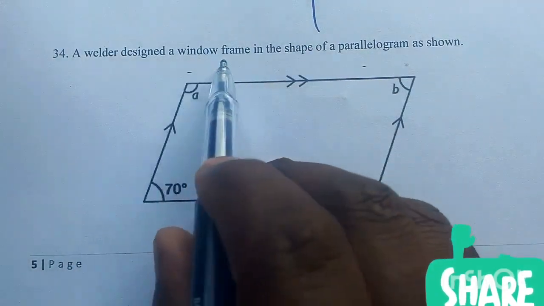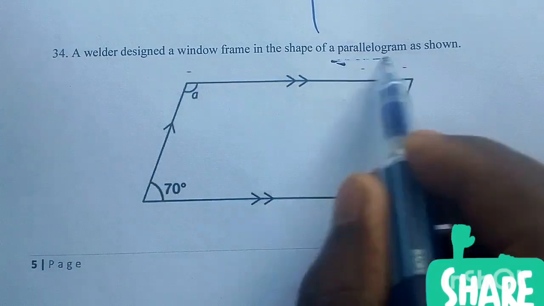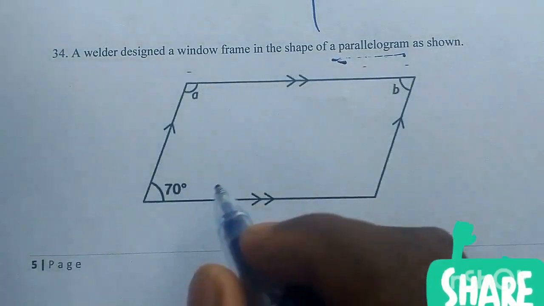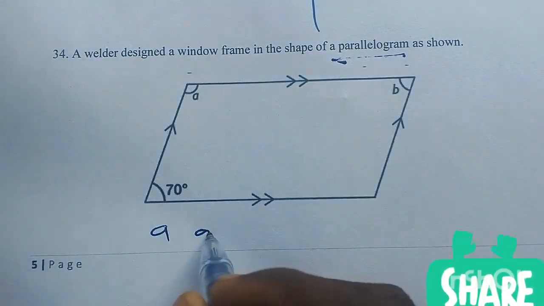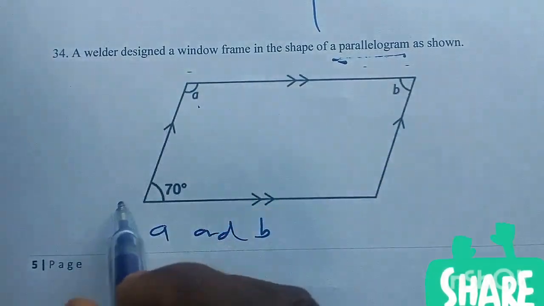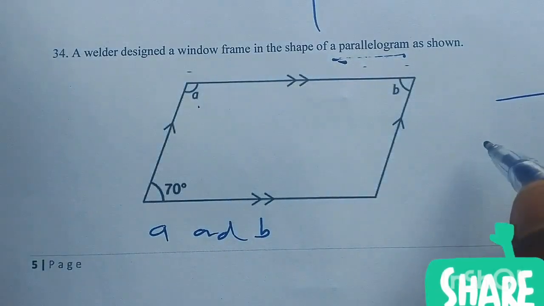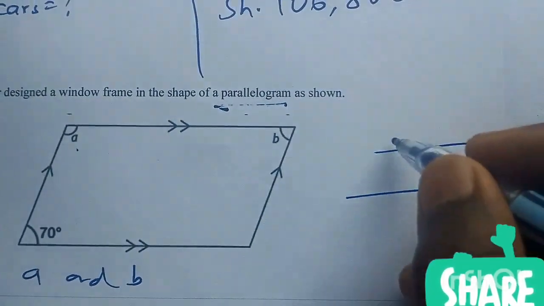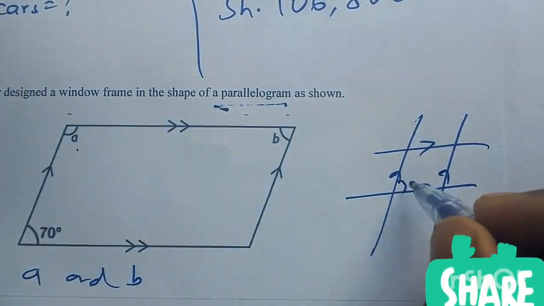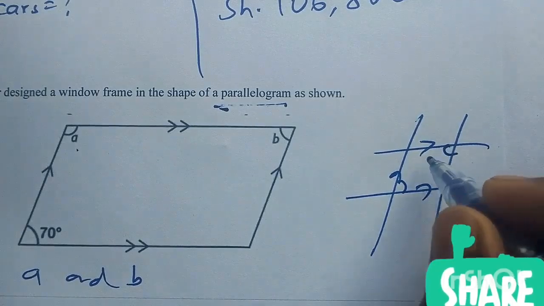A window designer designed a window frame shown as a parallelogram. We have angle A, angle B, and this. So the question is find angle A and B. So angle A, remember these lines are like this. If these lines and these are parallel, the angle here and the angle here is the same.